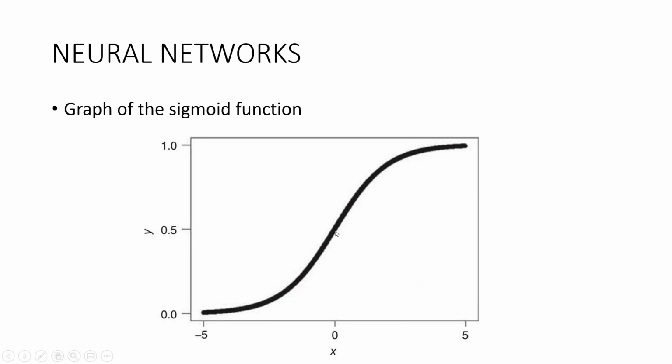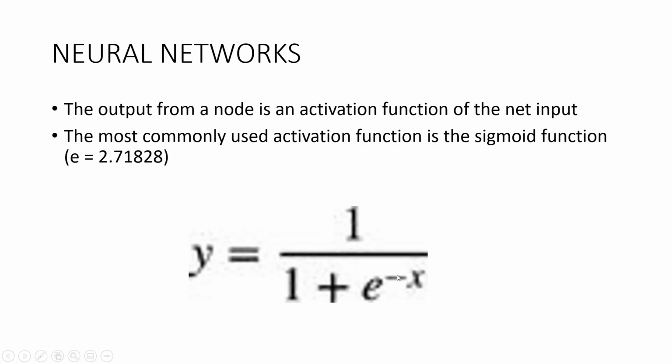You'll see when x is 0, its value is 0.5. As x becomes larger and larger, it approaches 1, though it never quite reaches it. And then as x becomes more and more negative, it approaches 0. And that basically makes sense from this: if I set x equal to 0 here, I've got 1 over 1 plus 1, which is 1/2.